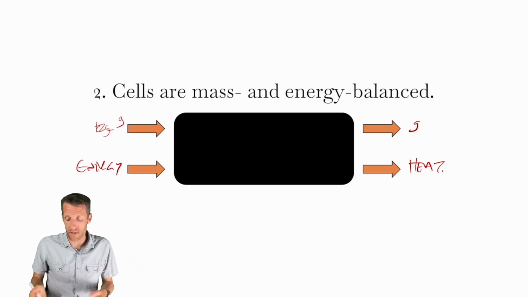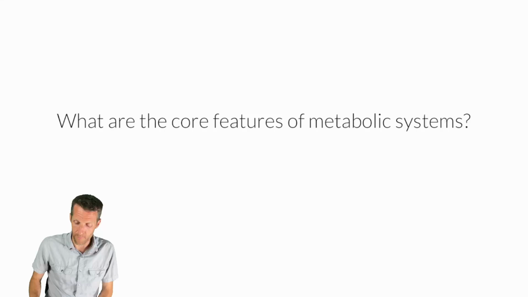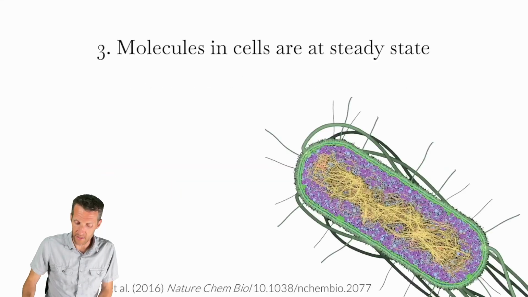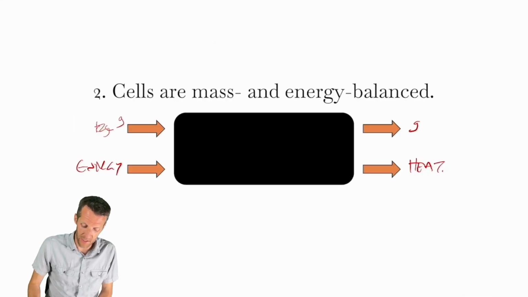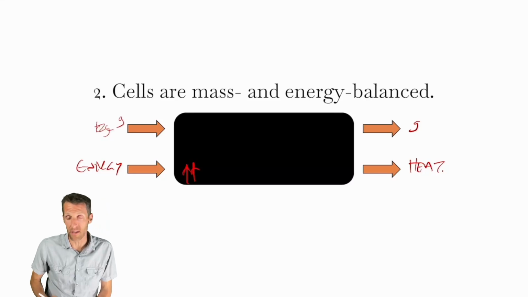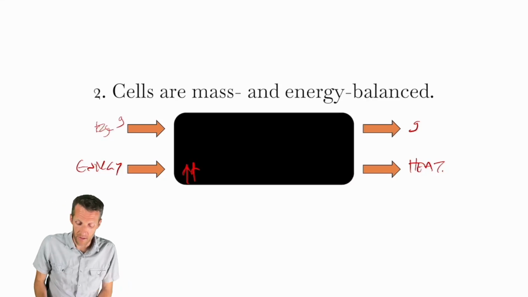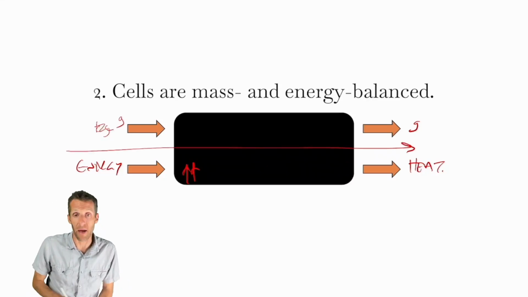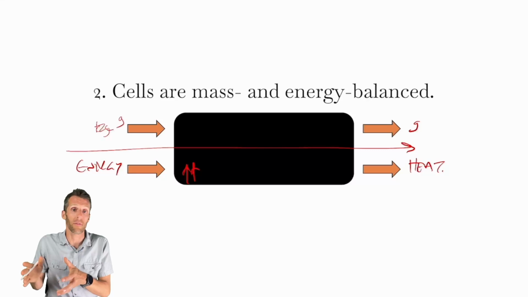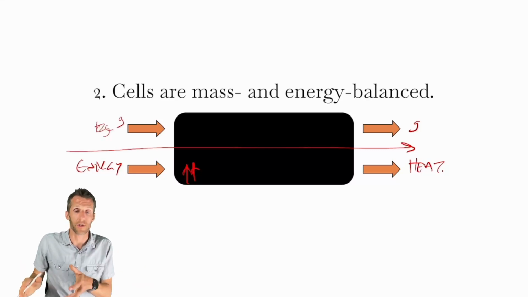And if these aren't balanced, a cell is going to go the wrong way. If we take in too much energy and we don't dissipate heat, the cell's going to heat up and die. If we dissipate too much heat out, the cell's going to cool down and die. So there's this idea that everything has to be energy and mass balanced. There's a steady flow of material, steady flow of energy.